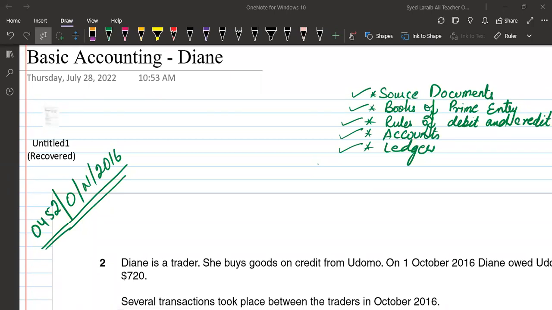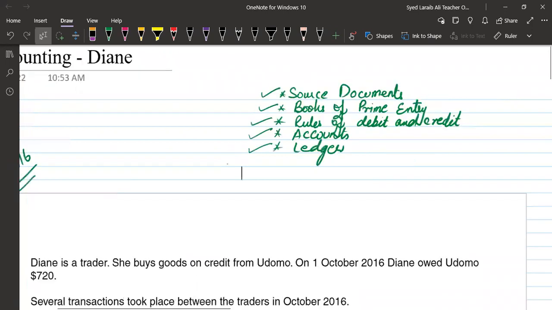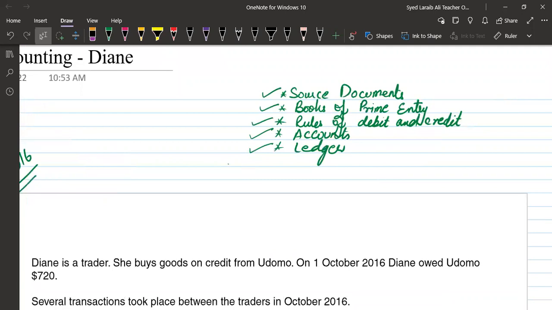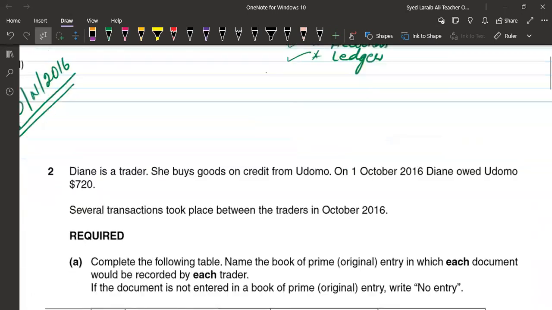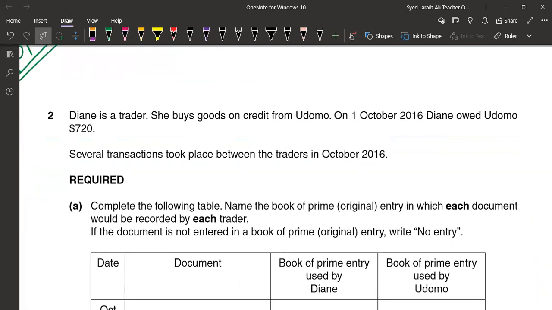All right, so we will continue with the basic accounting. And today, like I said, I'm going to start a past paper question of basic accounting with the name of Diane. This question has been taken from IGCSE 0452 October, November 2016. This question includes the topics of source documents, books of prime entry, rules of debit and credit, accounts and its type, and ledger. The question says, Diana is a trader.